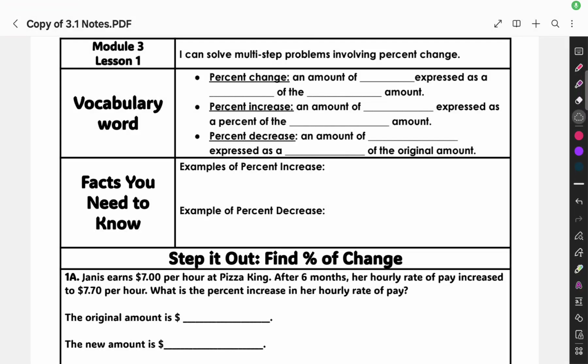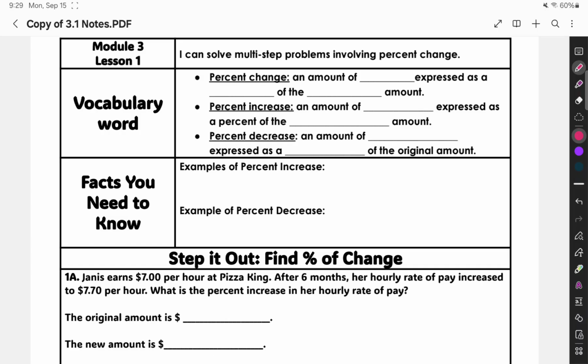Today we're looking at Module 3, Lesson 1. The lesson before this, we reviewed percents and our percent boxes. In this lesson we're taking it the next step and looking at percent of change. And we have some vocabulary words that go along with percent of change.